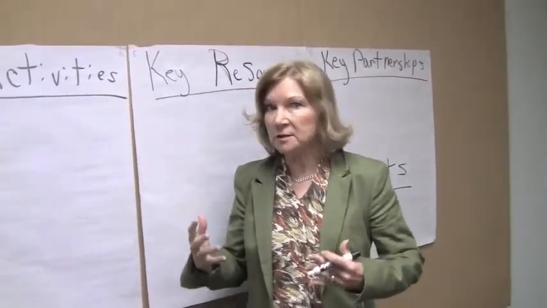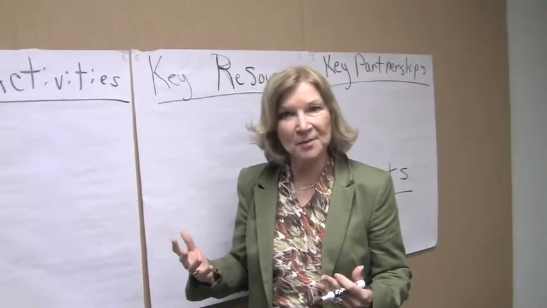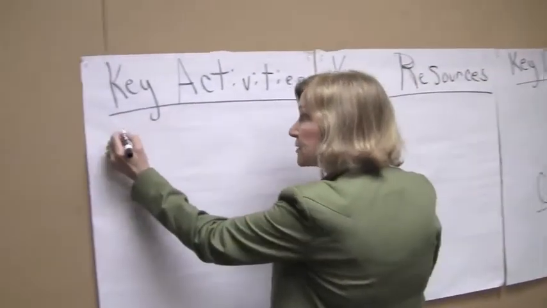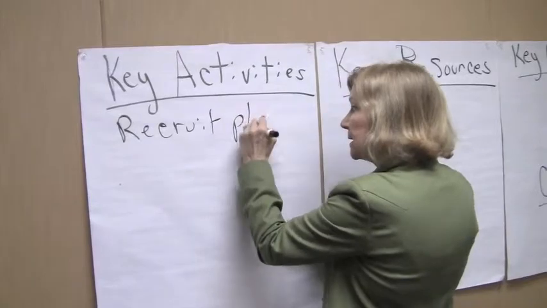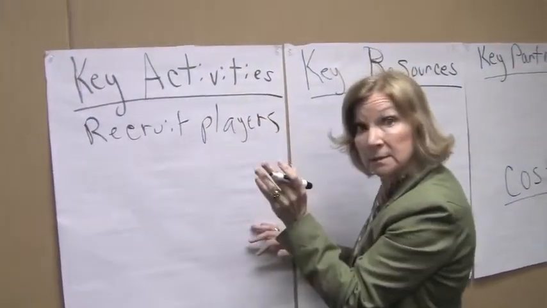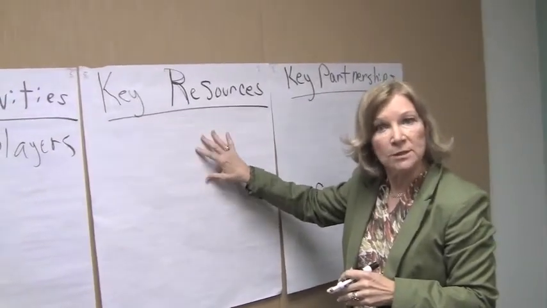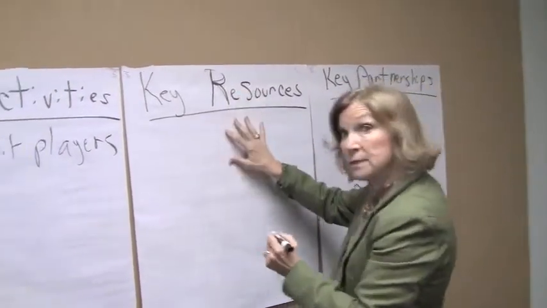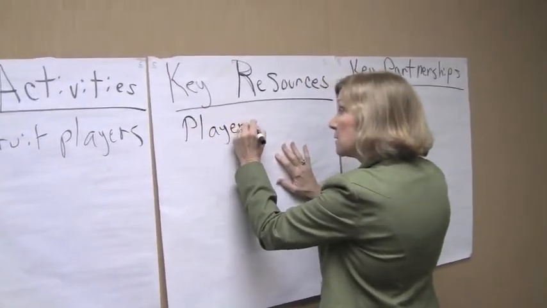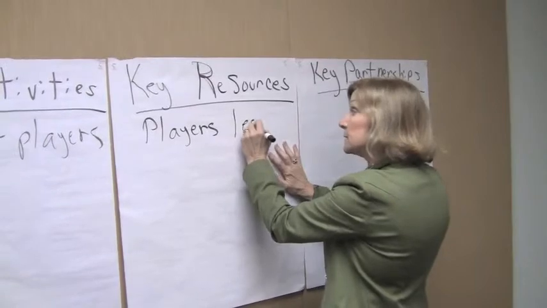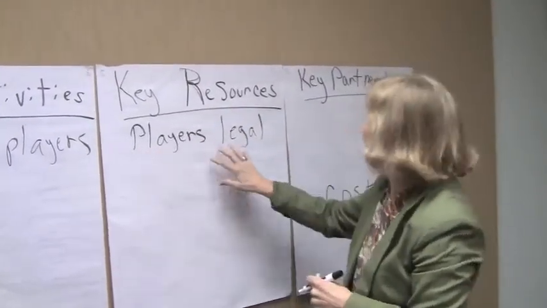What's the very first thing you have to do if you're an NBA team? What do you have to do? You have to recruit players, right? Recruit and sign the players in order to play. Now, in order to recruit players, you need certain sorts of human or physical resources to do that. So the resources would be players, and you would also have to have some sort of legal staff to sign the players. So that would become the resource you need for that.